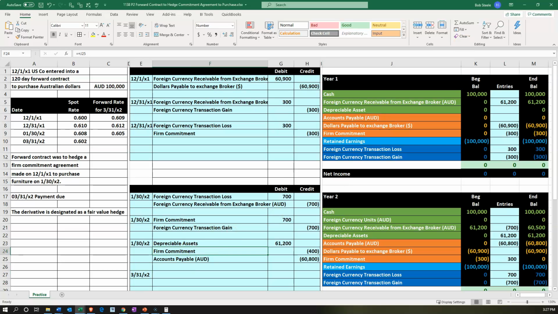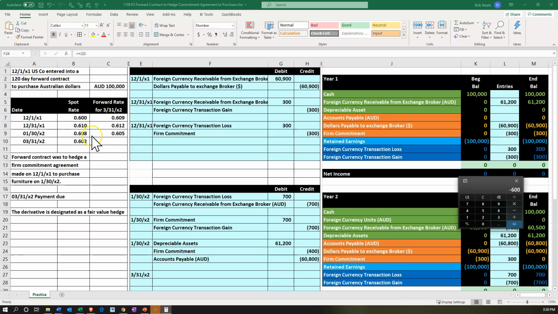Let's think about the accounts payable first. We just put it on the books at that 60,800. So we're going to compare to that 60,800, and we're going to take the 100,000 times the current spot rate, which is the 0.602. That's going to give us the 60,200. 60,200 minus what's in there, 60,800, is a difference of $600. $600 is going to be a gain.